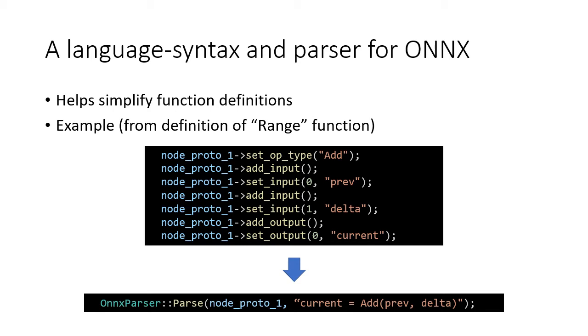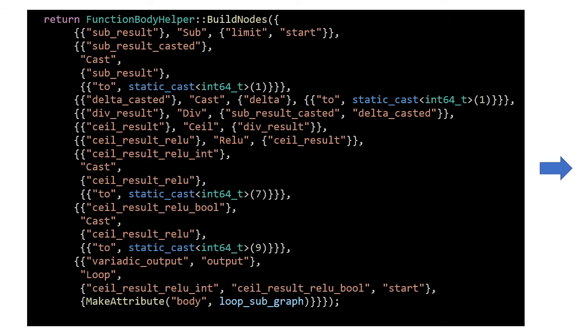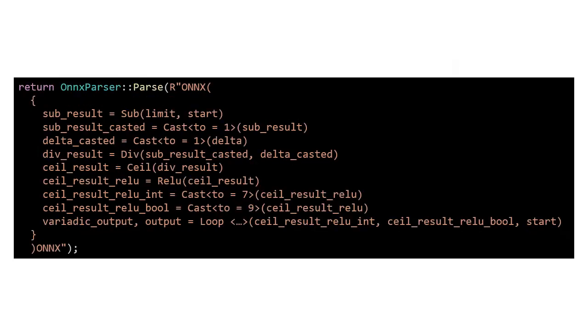As you can see, the parser lets us replace tedious protobuf-based coding. This is the existing function definition, and the hope is we will replace that by something that looks like this. The benefit is that we will get more readable and easy to maintain function definitions.